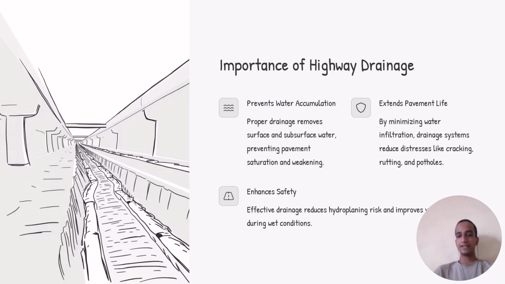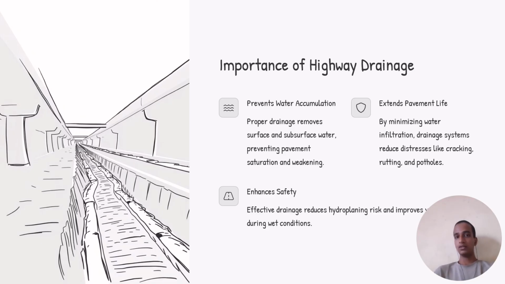Second, it extends the pavement life, because if water is properly managed, if the drainage is properly done, as a result the life of the pavement, the life of the road, will be improved. And the last is it enhances safety, because if there is water all over the road, there might be chances of accidents occurring. So we need to reduce this.